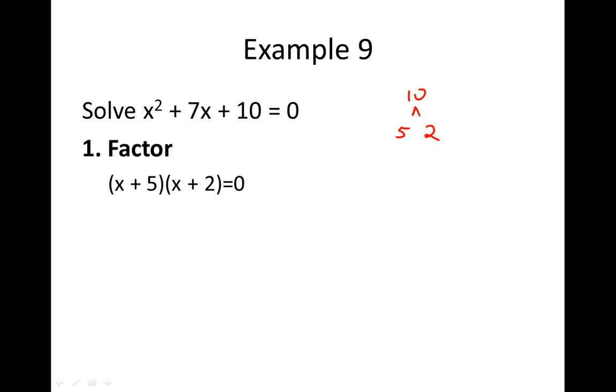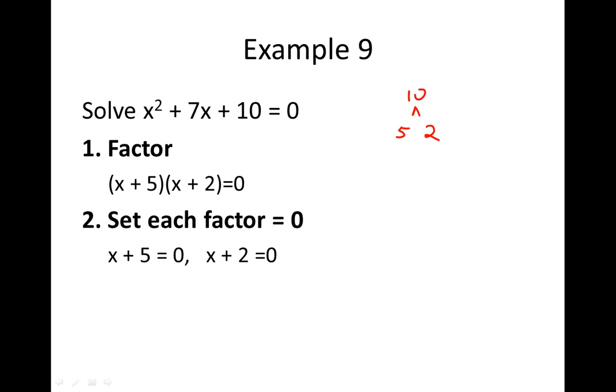We've actually already factored this one in an earlier problem, but we can do that. Set each factor equal to 0. We have x plus 5 equals 0, x plus 2 equals 0, and then solve for x. X equals negative 5, x equals negative 2. I want you to have some nice steps there.